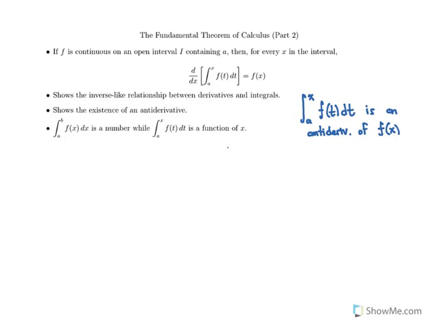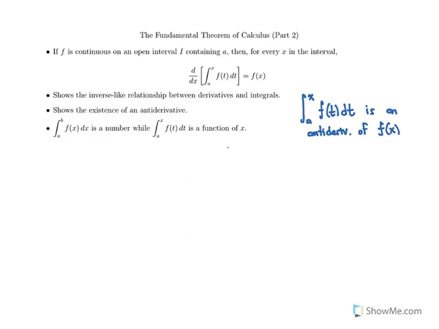The existence of things is important. We need to find an antiderivative to evaluate definite integrals, but we don't even know if an antiderivative exists. This says that if f is continuous, then there does exist some antiderivative. It may not be easy to find, it may be hard to write down, but it does exist. So another thing we're thinking about with this theorem is to understand the difference between the function and the number.